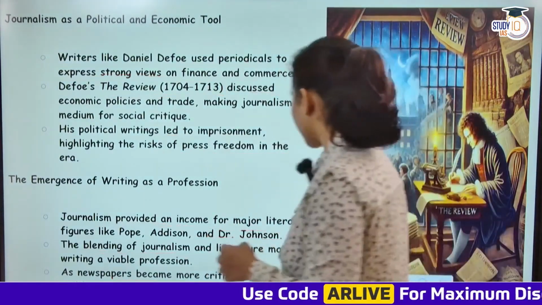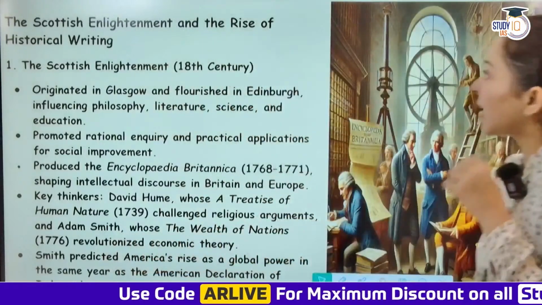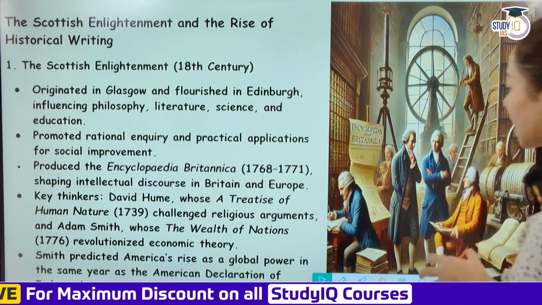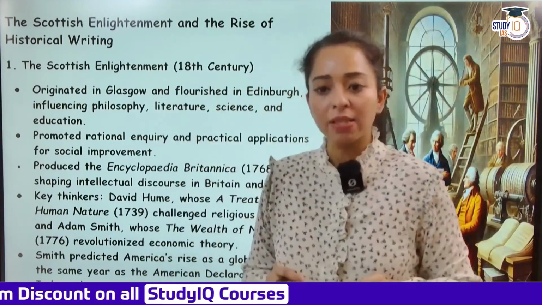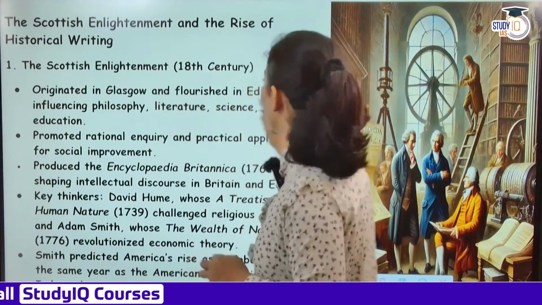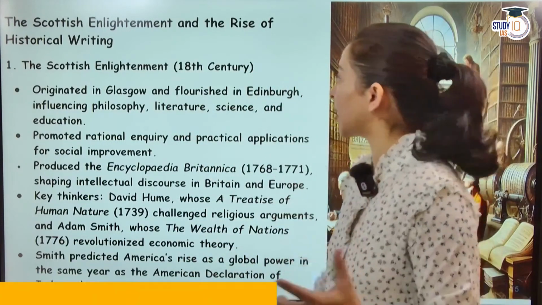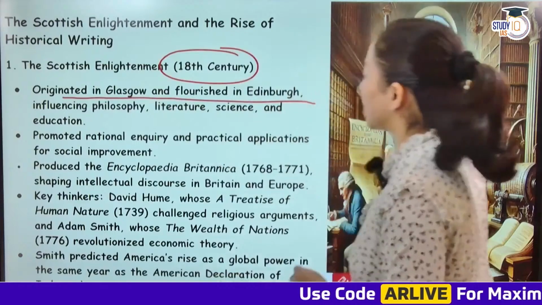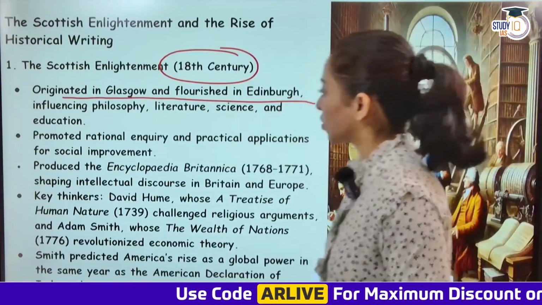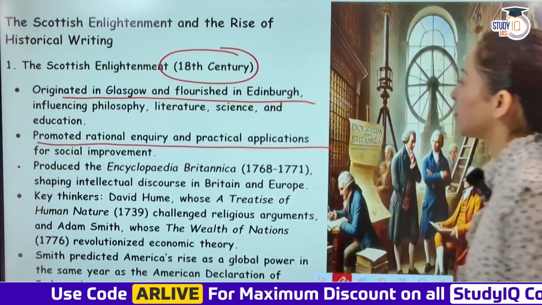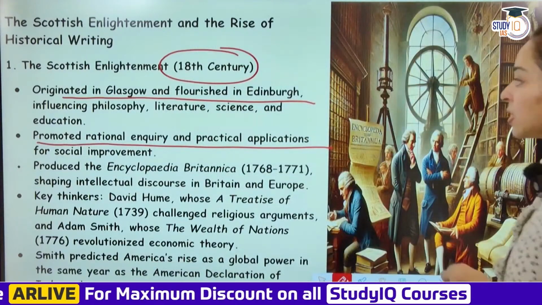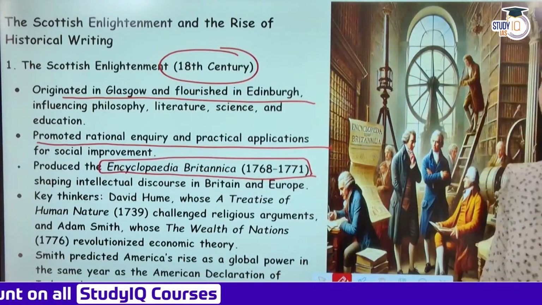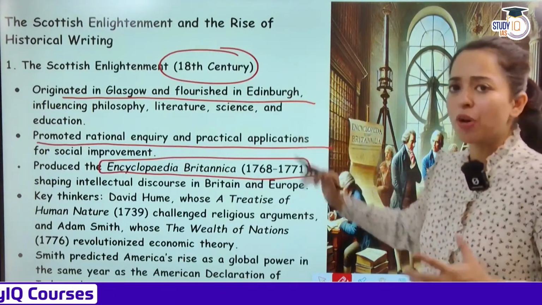Then you have next, and that is the Scottish Enlightenment and the rise of historical writing. Now we are coming to another important aspect, that is the Scottish Enlightenment, which was in the 18th century. This originated in Glasgow and flourished in Edinburgh. So the Scottish Enlightenment happened during the 18th century, guys. Okay, and it originated in Glasgow and flourished in Edinburgh, influencing philosophy, literature, science, and education. It promoted rational inquiry and practical applications, and it produced the Encyclopedia Britannica from 1768 to 1771. This was a very important work.